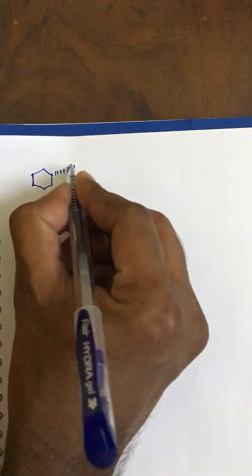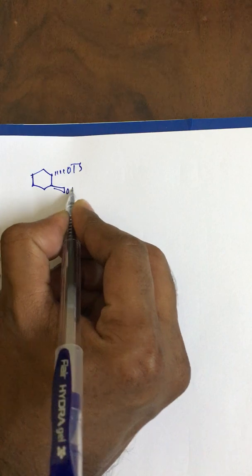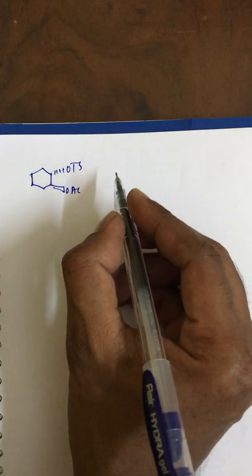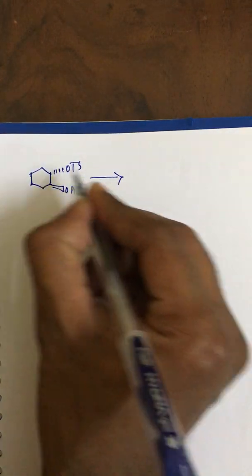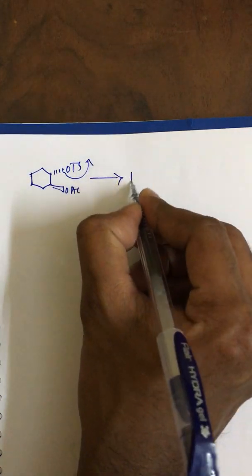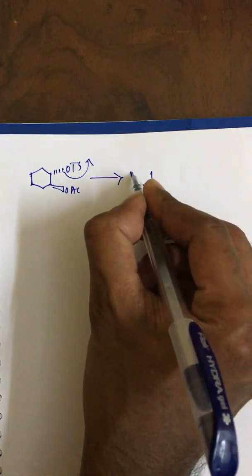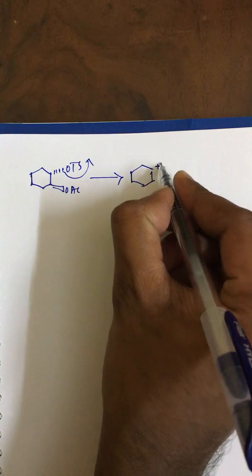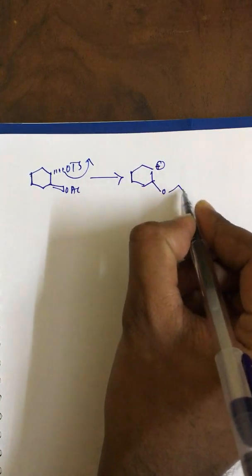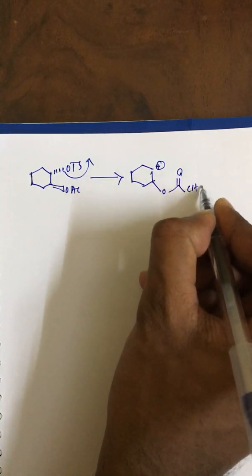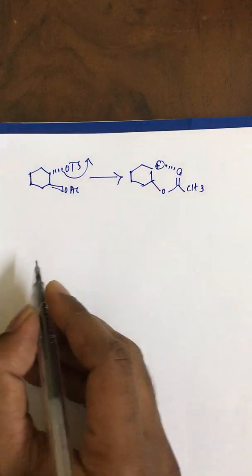Here we have OTs, OAc. So the tosyl group gets eliminated here. Now there is a positive charge, and this oxygen will coordinate with this.